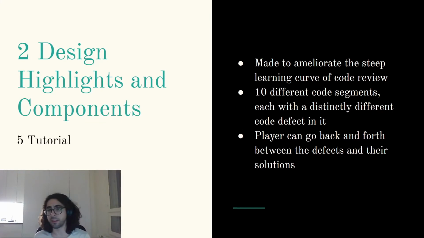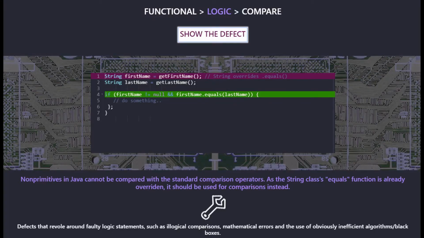Since this is a serious game and ultimately tries to teach its players how to code review in a better way, we have given a lot of attention in creating the tutorial as well. The tutorial is made to ameliorate the steep learning curve of code review, with 10 different code segments, each with a distinctly different code defect in it, and the players are allowed to go back and forth between the defects and their solutions. Here, as you can see, the player can see a code segment and they're allowed to try and look for a defect in the code segment.